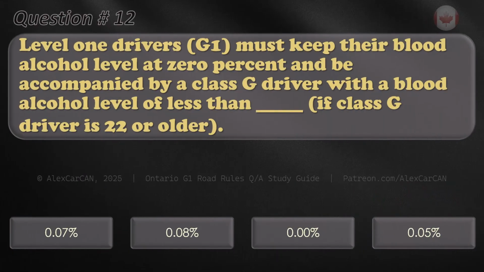Question 12. Level 1 drivers, G1, must keep their blood alcohol level at 0% and be accompanied by a Class G driver with a blood alcohol level of less than, if Class G driver is 22 or older, 0.07%, 0.08%, 0.00%, 0.05%. The correct answer is 0.05%.